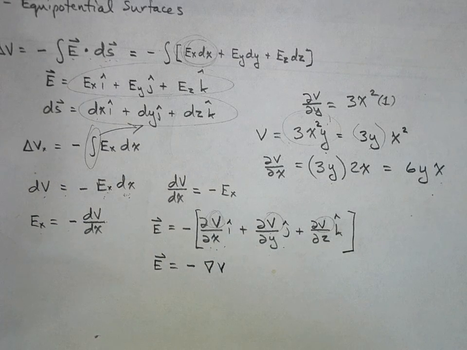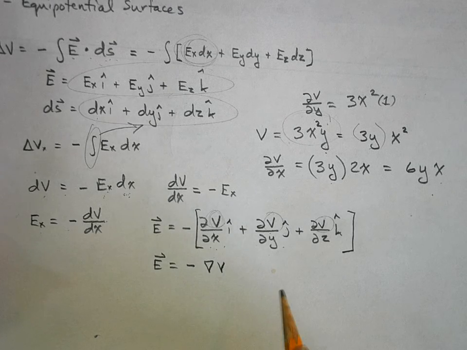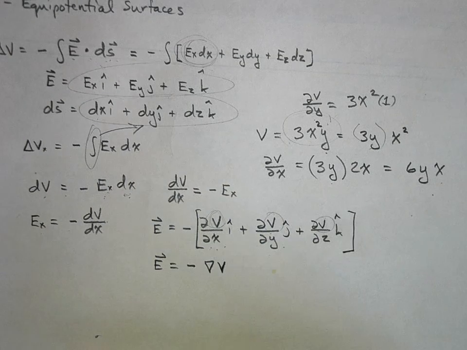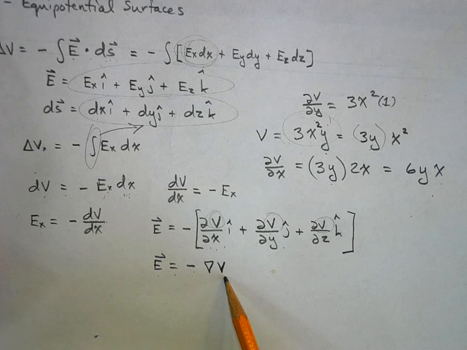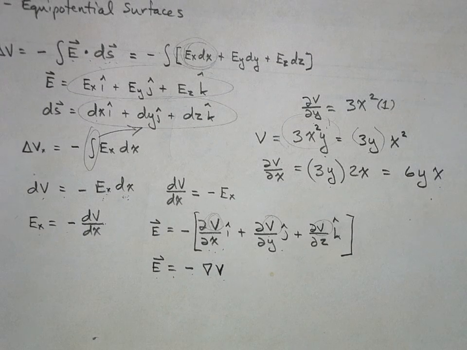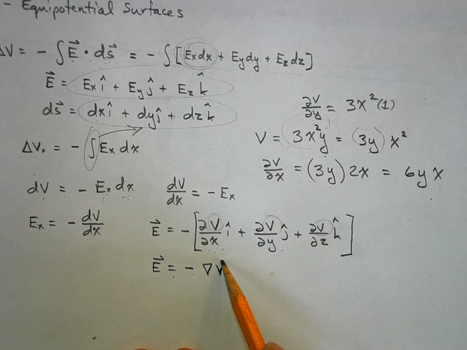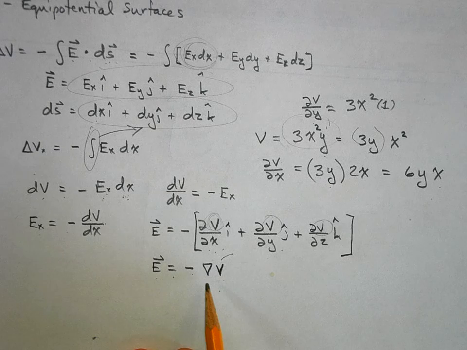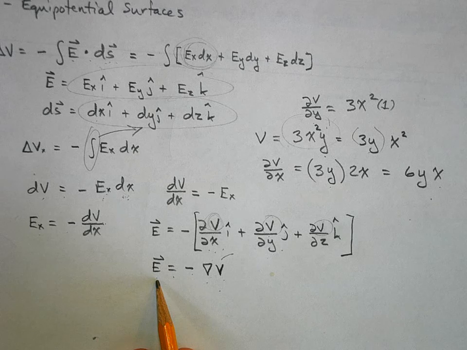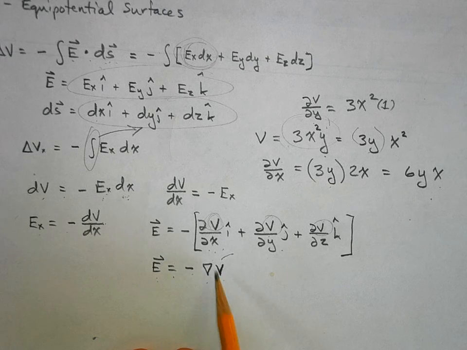It's called del, but not like a singer. So now I just call it the gradient. The electric field is equal to the negative gradient of this guy. Now, this happens a lot in physics where it's very convenient to have a scalar function. When you take the gradient of it, you end up with a vector. So it's a scalar function, you take the gradient of it, you get a vector.